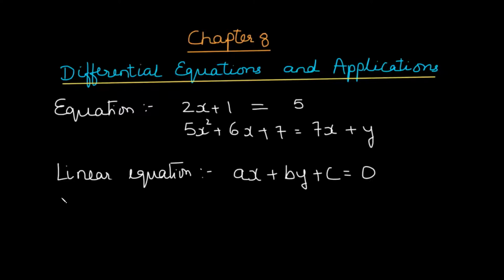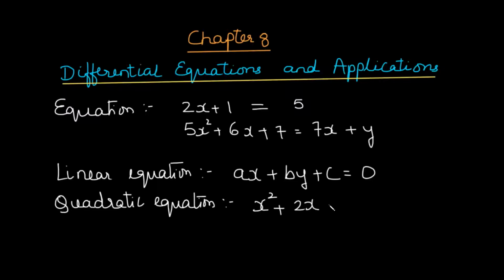Similarly, we have something called quadratic equations. Now in a quadratic equation, the expression may be something like this, that is x² + 2x + 7 = 0. This is an example of a quadratic equation where the power of the variable is 2. Highest power of the variable is 2 in this case.